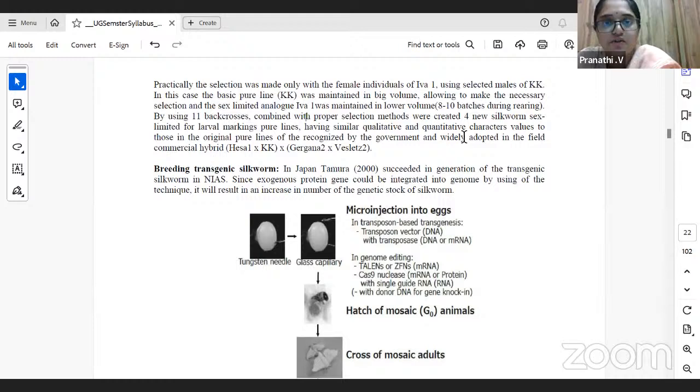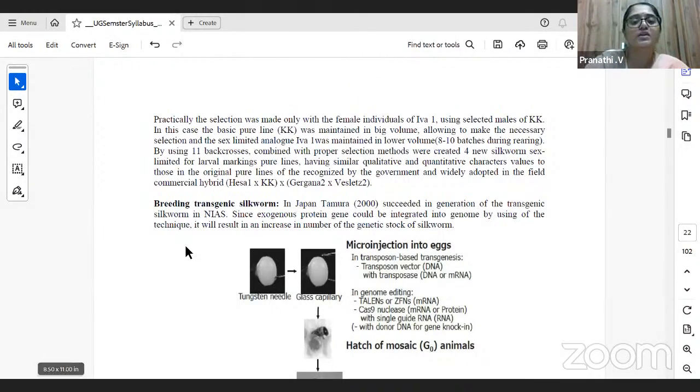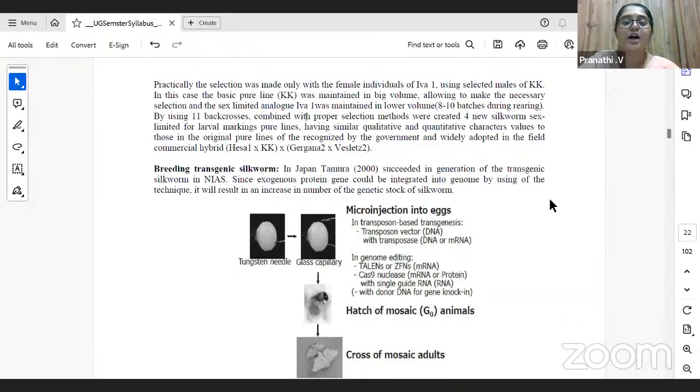and many times backcrossing was performed, because of which you have the four new silkworm lines, sex-limited for the larval markings, that were formed. They are pure lines having similar qualitative and quantitative characters, valued according to those in the original lines, and they are widely adopted in the field, especially in commercial production. So these are the HESA 1 KK, Gargana 2, crossed with Westlets 2.